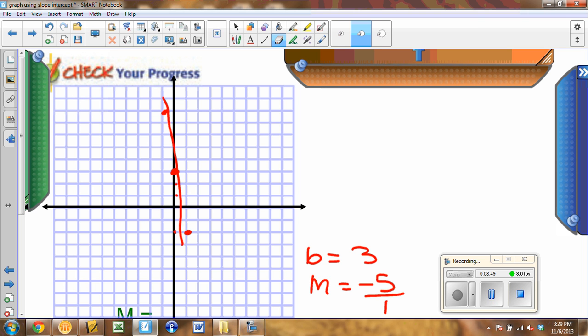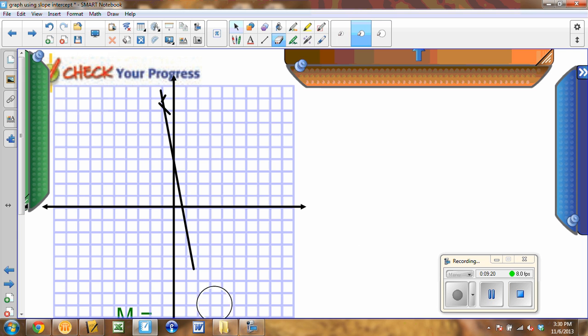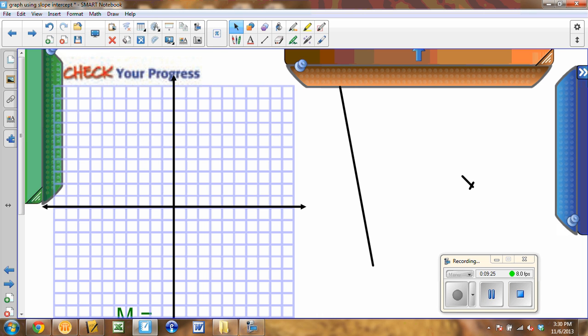Oh, and again, that's really crooked. I need something that's going to draw me some lines. 1, 2, 3, 4, 5, and 1. Let's see if I have a tool up here. There we go. That's better. Now I have a better line. There we go. And there's my line. All right, one more.